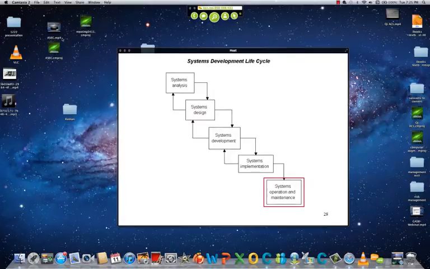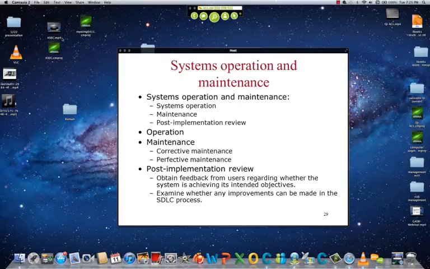Good. So the final stage is systems operation and maintenance. I'll be quick here. What is systems operation and maintenance? Systems operation means that you start using the system. You implemented it and you now operate it. Then there's maintenance. What happens at first when you use a system is that there will be some errors. However hard you try to avoid them, they will be there. There will be bugs, so you will have to deal with those.